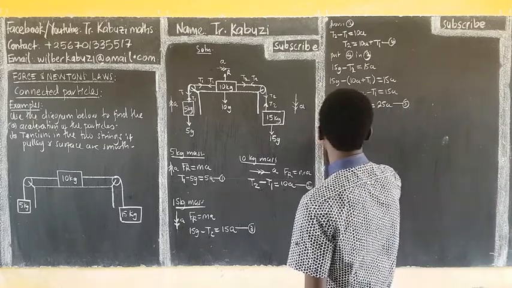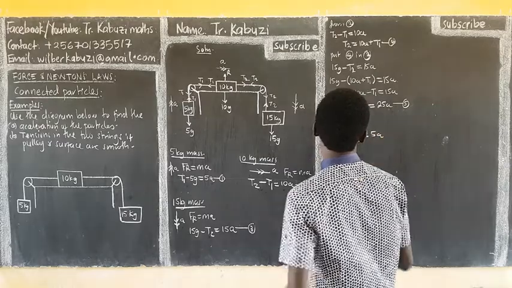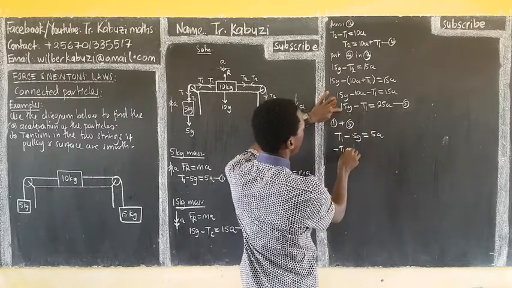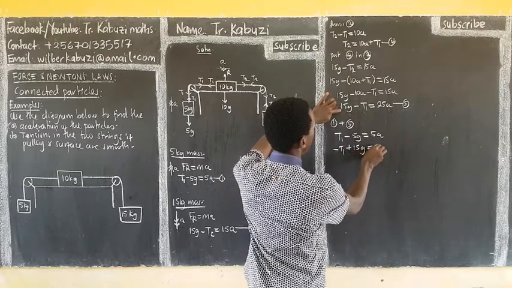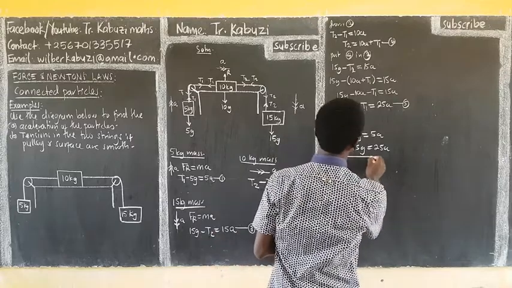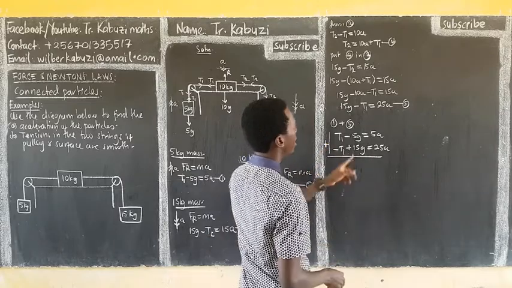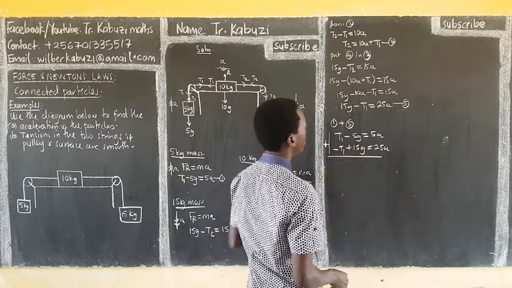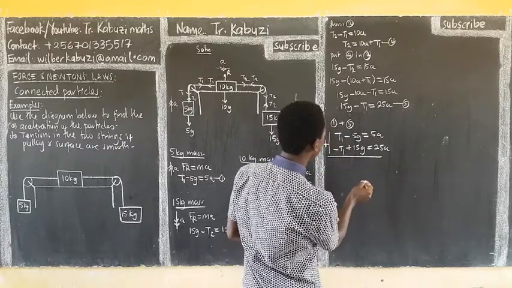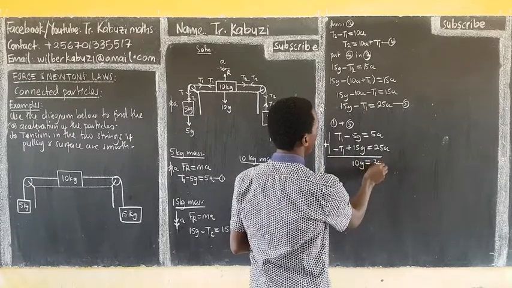So equation 1 is T1 minus 5g equaling 5a. Now I rearrange this. I start with negative T1, then plus 15g equaling to 25a. Then we do what? We can easily add, because they are having different signs. So if we add, this plus this goes away, then we shall get a 10g, because this one is bigger, equaling to 30a.